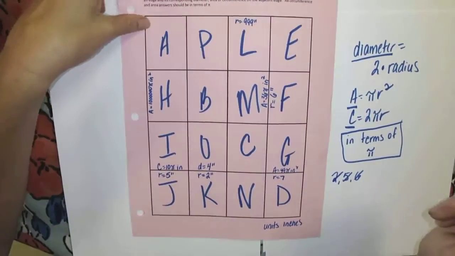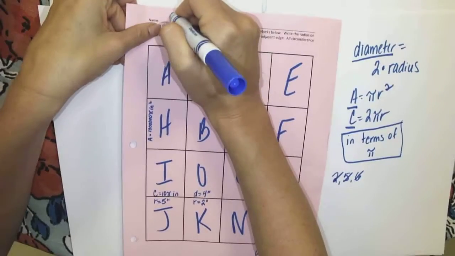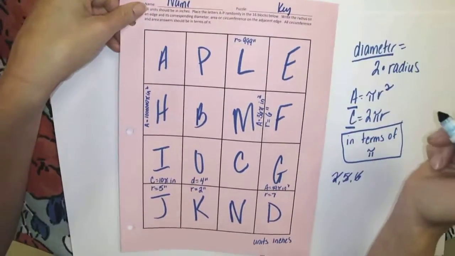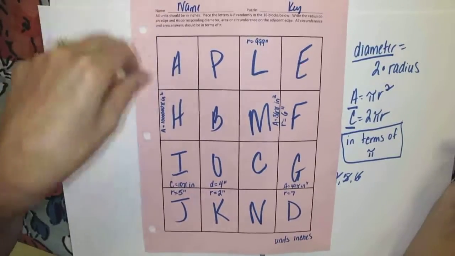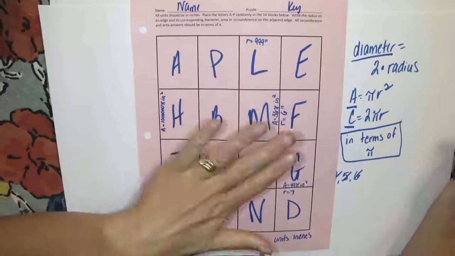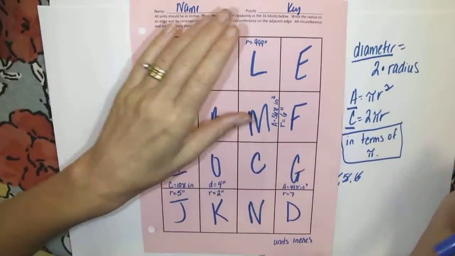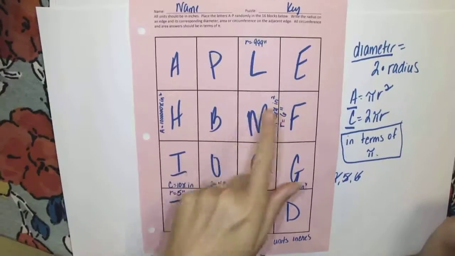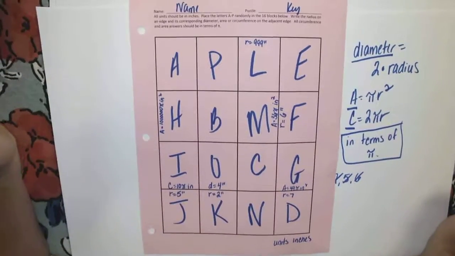This will actually be the key. So make sure you put your name at the top and key. I'll check it. I'll make 2 copies, one that you'll cut up the little squares and put in a baggie, and the other that will count as the key. So if somebody dumps out the squares and puts them back together, it should be A, P, L, E, H, B, M, F, and so forth. Thank you.